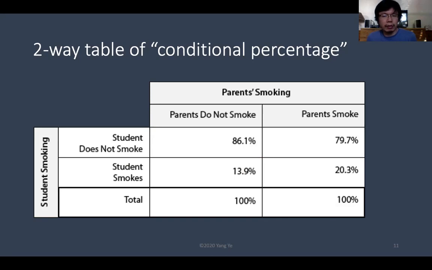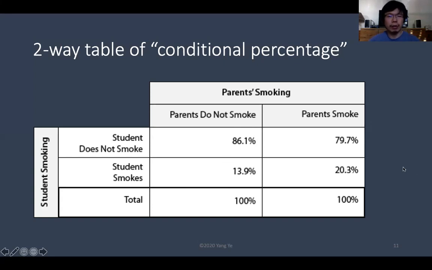So we can see that we're basically ignoring the difference within the students who do not smoke or who smoke on the rows. We only focus on the distribution of the frequencies on the columns. So in this case, we have 100% for each column. And then we can see that for those students with their parents smoking, the conditional percentage of them smoking is 20.3%. And when the parents do not smoke, the likelihood seems to be lower, right? It's 13.9% conditional percentage out of 100% in each of the two columns.